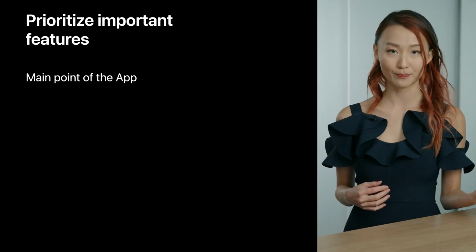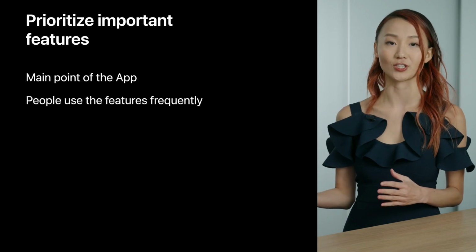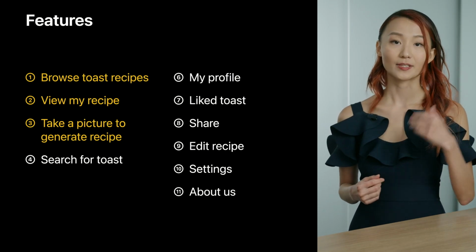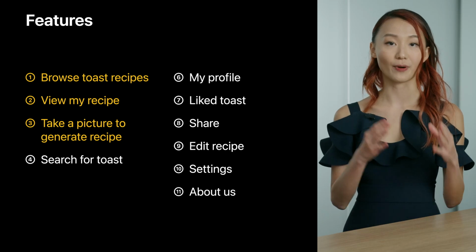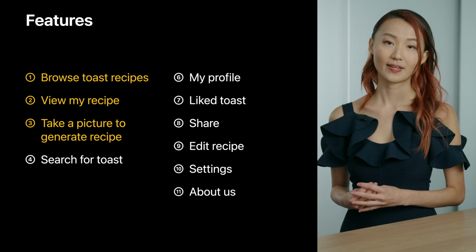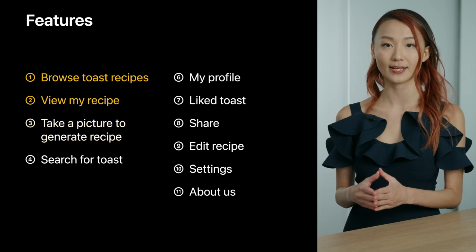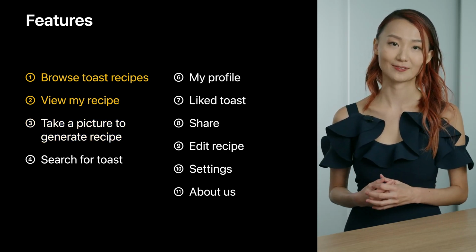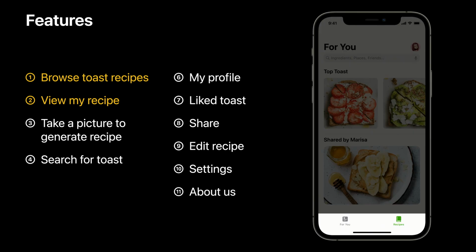The features are the main points of the app, or people use the features frequently. The main unique points of Toasty are browse toast recipes, view my recipes, and take a picture to generate a recipe. And people browse through pieces of toast and collect a set of recipes most frequently. We divided these features into 2 screens. We named the screens For You and Recipes. We place these screens in the most visible and reachable place, the tab bar. And as an added bonus, it aligns the ergonomics of the screen with the expected frequency of actions.